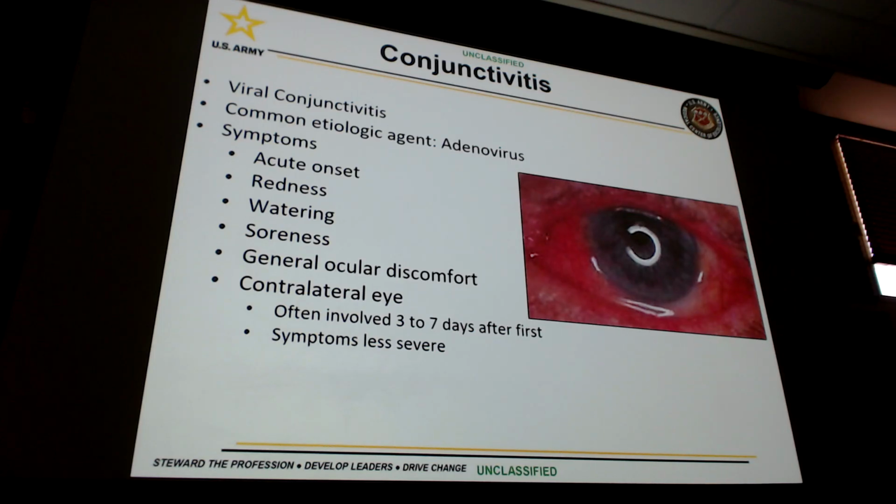How do you get viral conjunctivitis? That's the way, yeah, good. Nobody wants to say farting on a pillow. You probably could get it that way as well. That is not the most common way to get it.